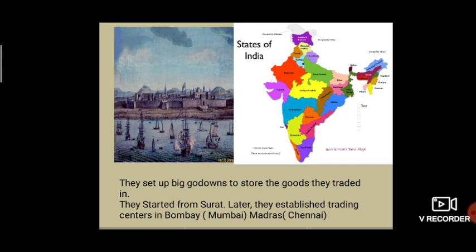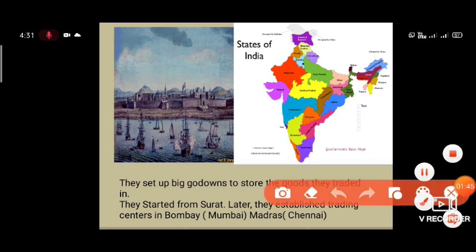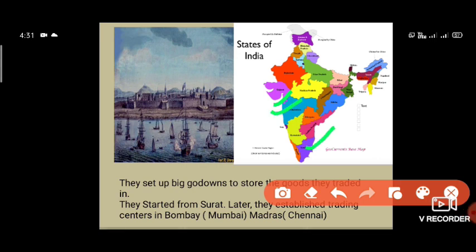After getting permission, they set up big godowns to store the goods they traded in. They started with Surat. Later they established trading centers in Bombay and then in Chennai. So these are the three places where they started their trading centers: Surat, Bombay and Chennai.